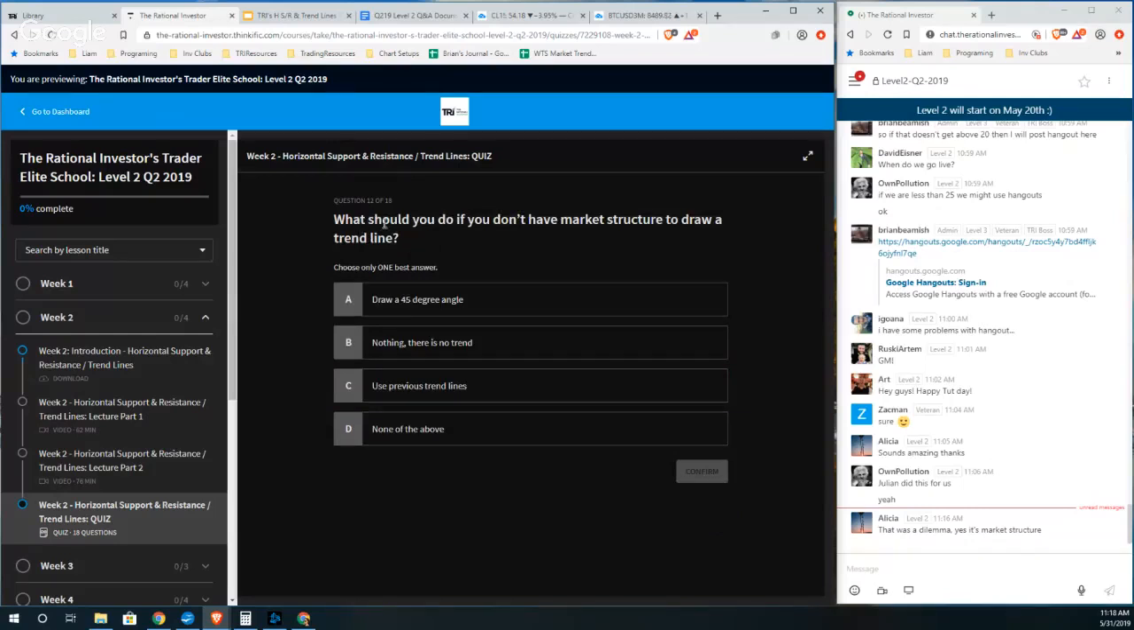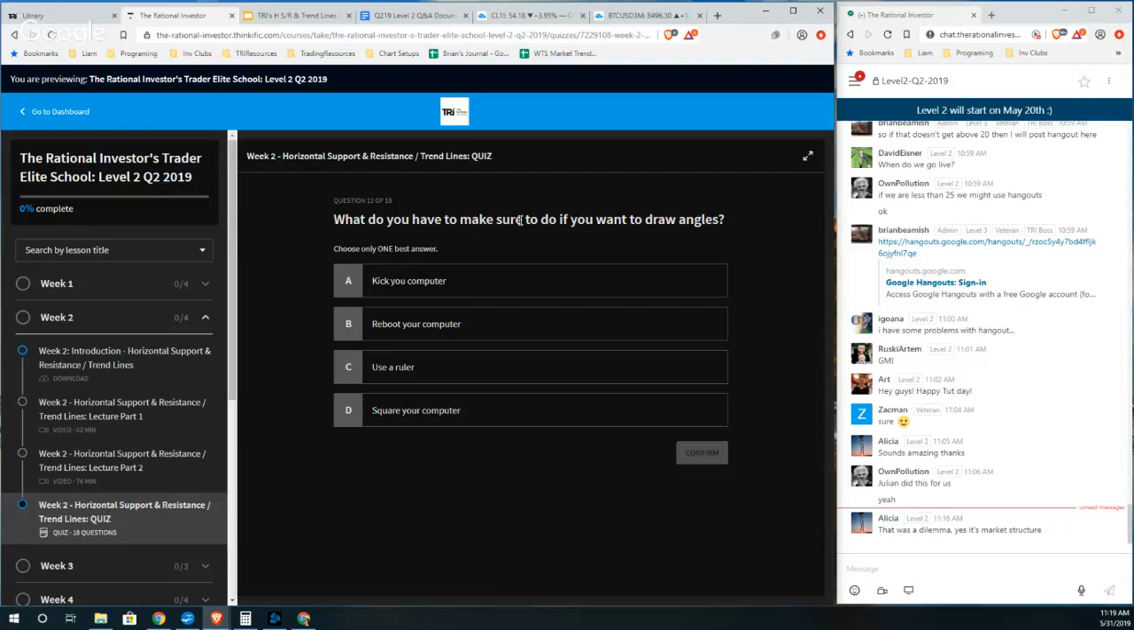All right, next question. What should you do if you don't have market structure to draw a trend line? The interesting thing for level 2 here, of course, is we're going to be doing GAN. And this is really a GAN concept, 1 unit of time for 1 unit of price. The bottom line here is we might as well break your cherry now and get you working with 45-degree angles. In essence, the answer I'm looking for here is if you don't have market structure to work with and you want to draw a trend line, how do you do that? The answer is the 45-degree angle.